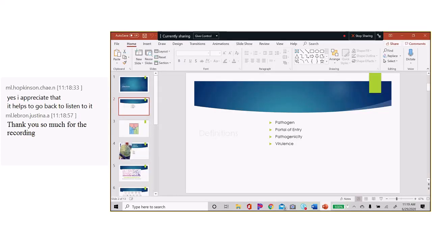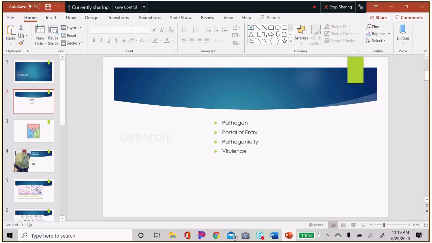Portal of entry is how the pathogen or microbe gets into the body in order to begin to divide inside the body and start an infection. So, depending on which type of infection you're talking about, there could be a different portal of entry.